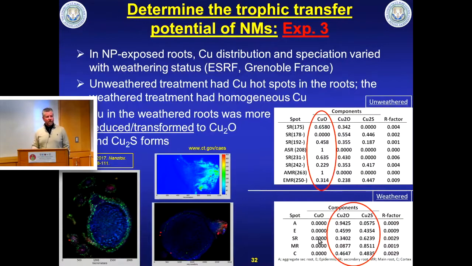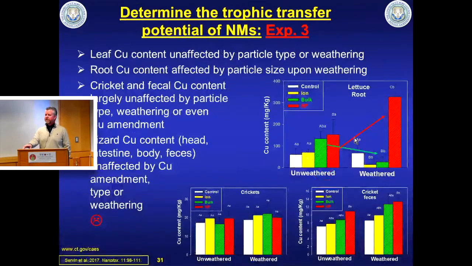And that's interesting because we think that reduction right there, see if I can go backwards. That reduction transformation right there may be explaining this phenomenon that we see. So we've got a particle size specific transformation that's happening in soil, and it's directly affecting the availability of this, in this case, a nutrient, but it could be a non-nutrient. It's affecting the amount moving in to the plant. So that was pretty interesting.